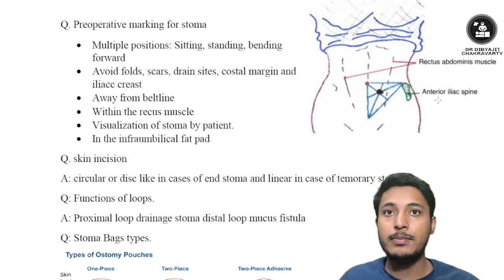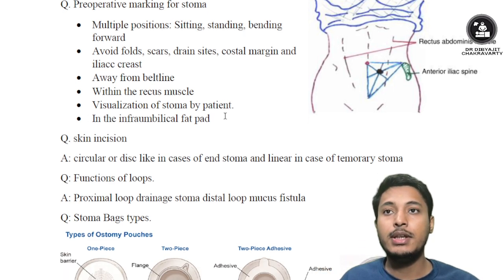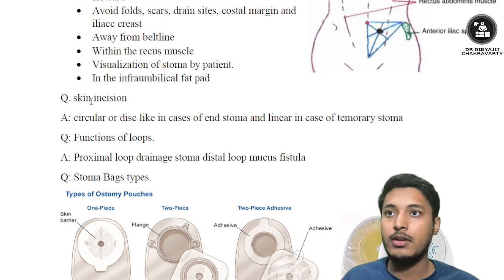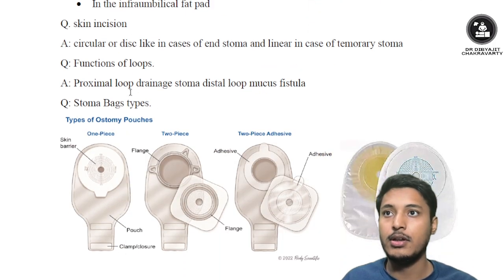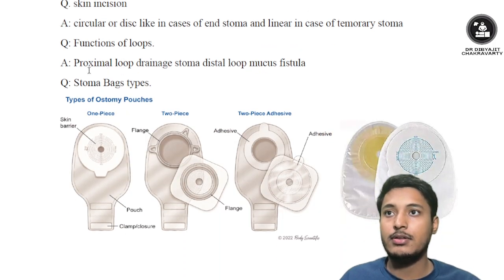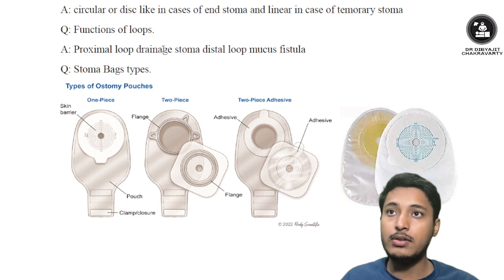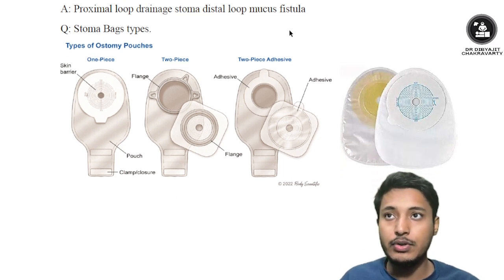It should be away from the belt line, and it should be within the rectus muscle, and the visualization of the stoma by the patient should be good, and it should be in the infraumbilical fat bed. The skin incision is usually circular or disc-like in cases of end stoma, and linear in cases of temporary stoma. Functions of the limbs: the proximal limb acts as a drainage stoma for stool, and the distal limb acts as a mucus fistula.